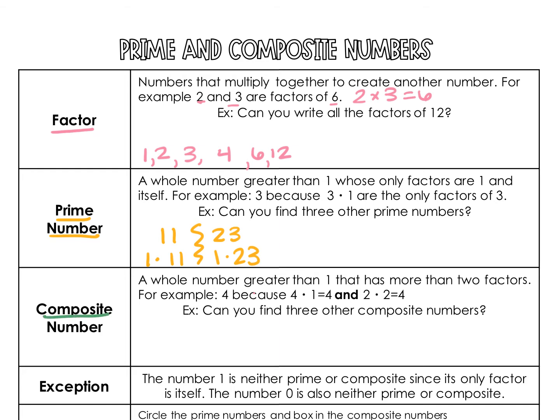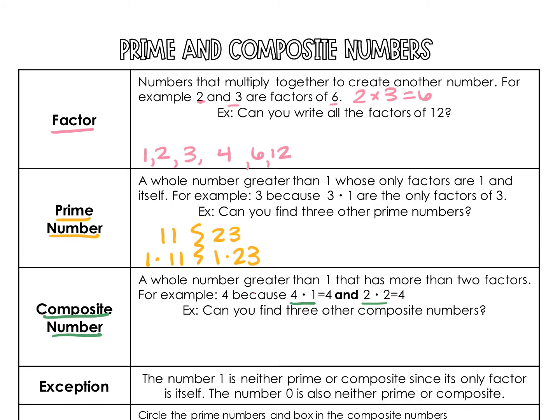A composite number is a whole number greater than 1 that has more than 2 factors. For example, the number 4, because 4 times 1 equals 4, but so does 2 times 2. So a composite number is a number that has multiple sets of factors. So most even numbers are composite numbers, right?